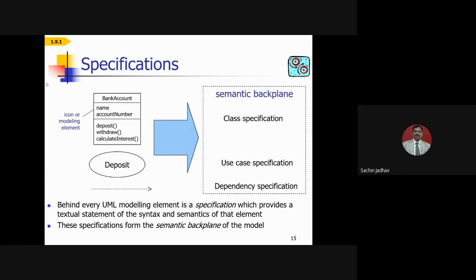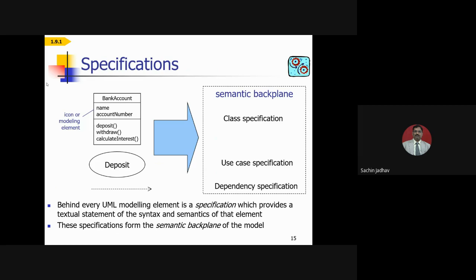Okay, what is meant by specification? Basically, specification provides the textual statement for the syntax and semantics of that particular model. For example, how exactly can you say that this rectangle symbol has 3 different compartments: the first compartment, second compartment, and third compartment? How will you identify them? The first part is the class name, the second part is the attributes, and the third part describes the operations or functions.